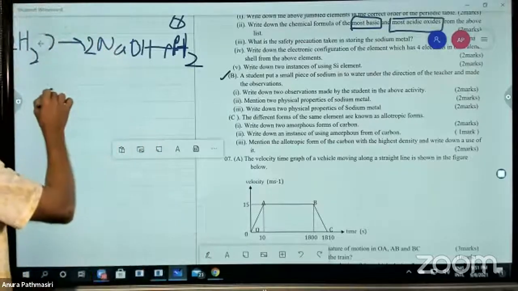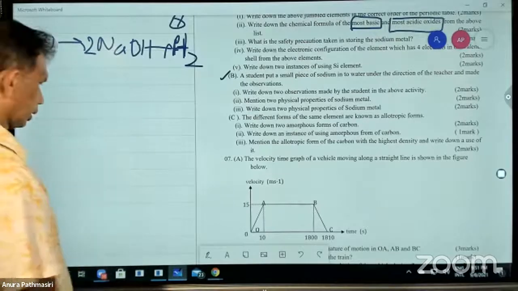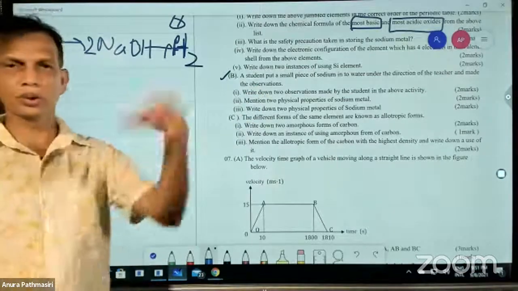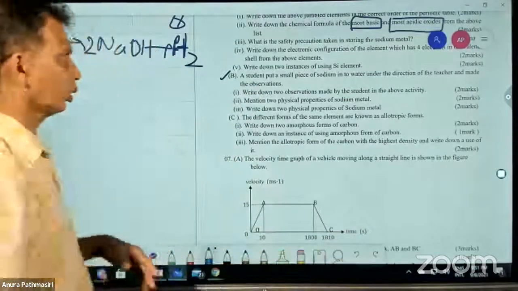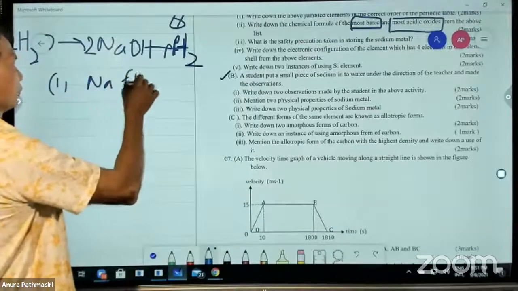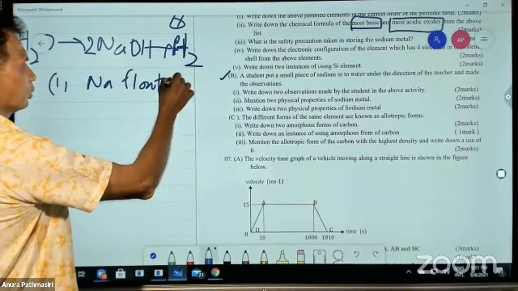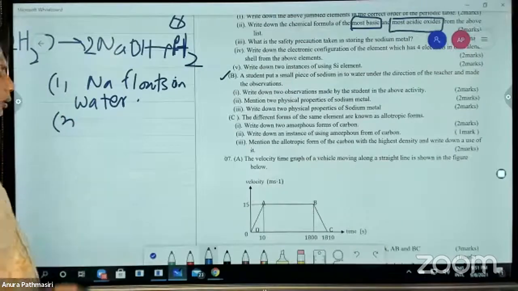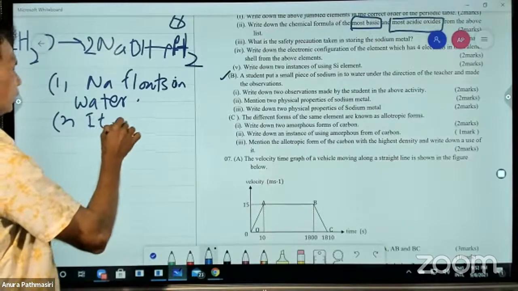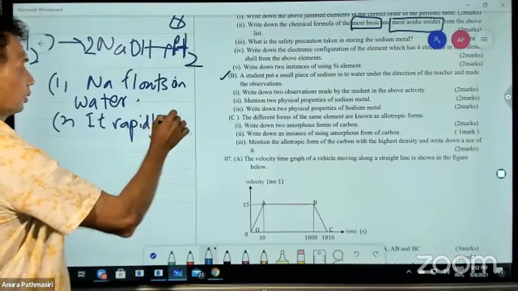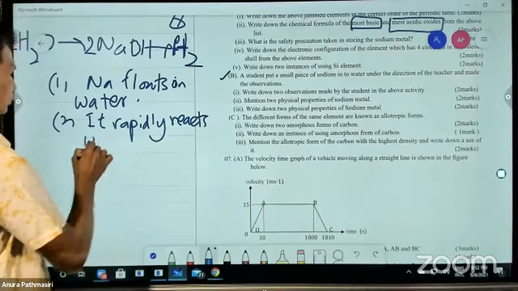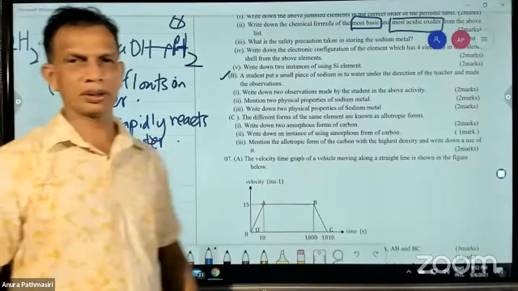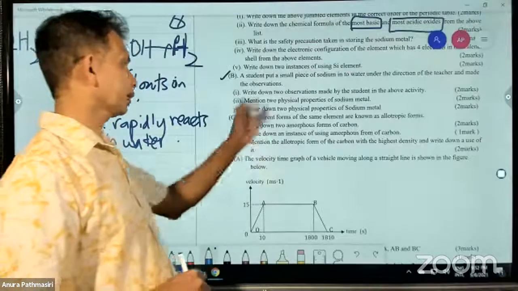Observation is, you can write two observations. One, sodium floats on water. Second one, you have to write only one. It rapidly reacts with water. This is the observation. We can write two observations.